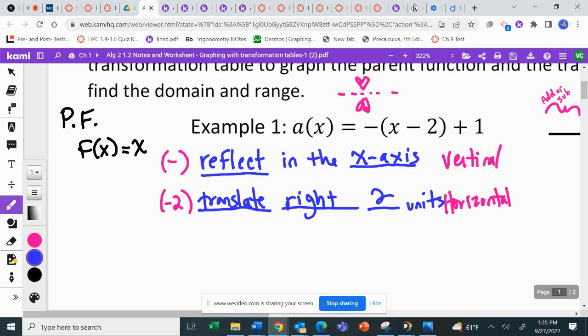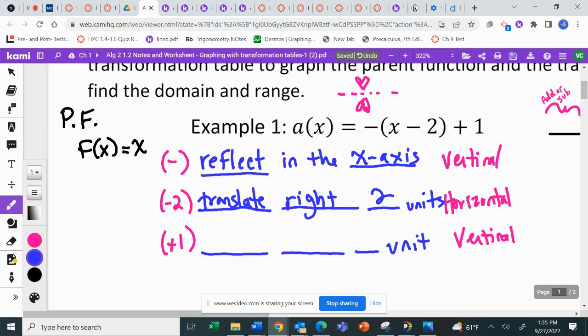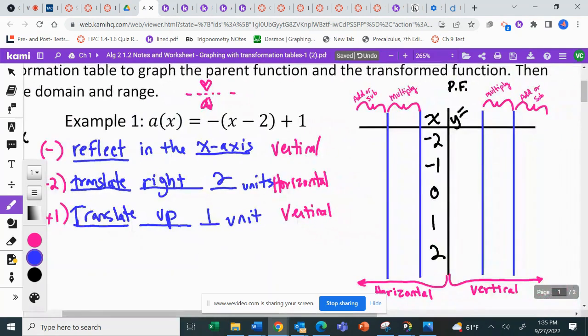If you have any questions, okay. All right, and then finally we have a +1. And is that +1 on the inside or the outside? Okay, outside is vertical. We'll have blank, blank, blank unit. And so our fancy word is translate. It's going to be 1 because it's vertical. Which direction are we going? Up, because that one's the common sense. Because it's plus, I'm going to go up. So those are all our transformations.